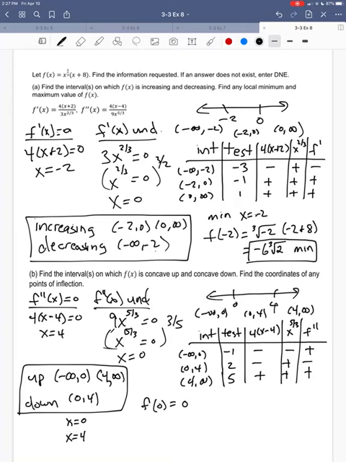So I go back, 0 to the 1/3 times 0 plus 8. That's just going to be 0. And I plug in 4. I'm going to get 4 to the 1/3 times 4 plus 8. That's going to be 12 times the cube root of 4. So I get 0, 0. And I get 4, 12 times the cube root of 4.